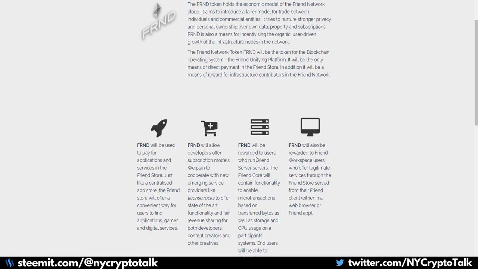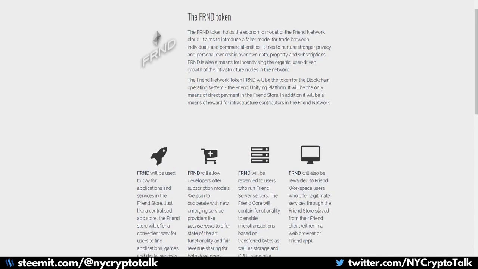Friend will also reward users who run Friend servers, and the Friend core will contain functionality to enable microtransactions based on the transferred bytes as well as storage and CPU utilization. And they will also reward Friend workspace users who offer legitimate services through the Friend store served from their Friend client, either in a web browser or through the Friend app. So there's multiple utilization needs for the actual token. So it is not just a proprietary token for one main thing. It is actually for the whole ecosystem for the Friend platform. So a lot of good information, being able to serve up data, build DApps, pay for services on the platform, and so forth.